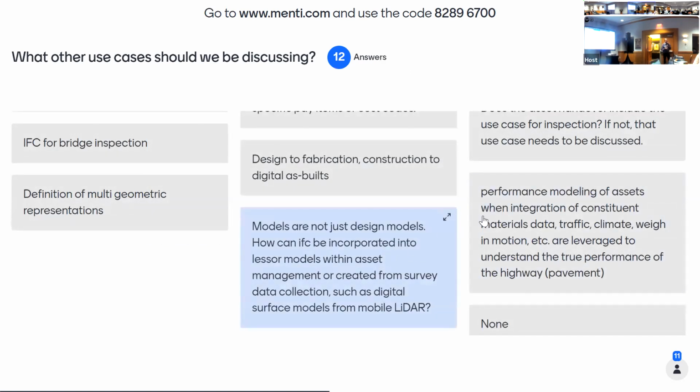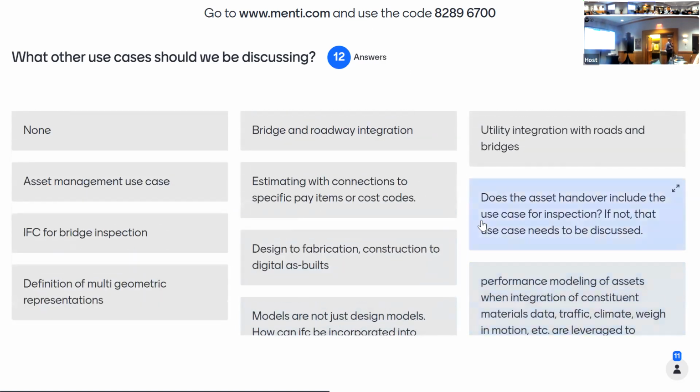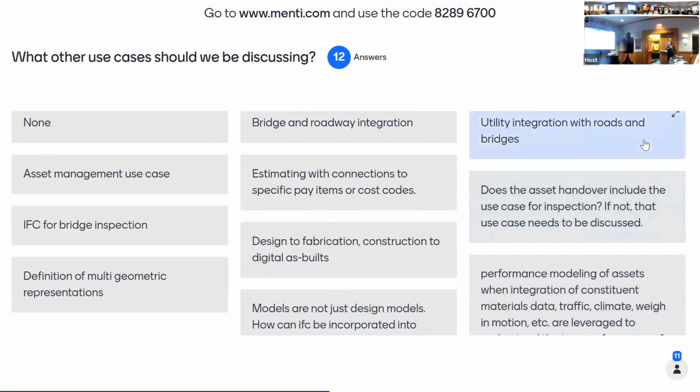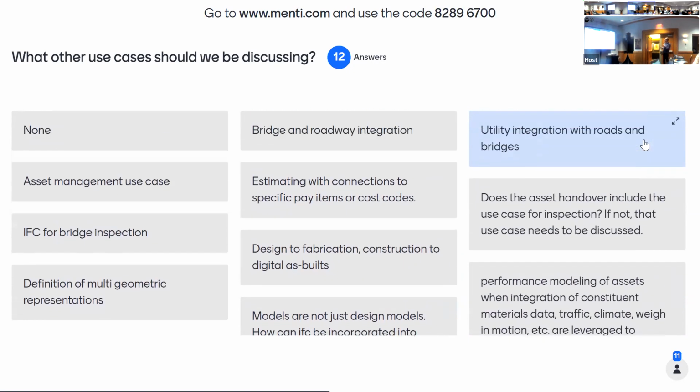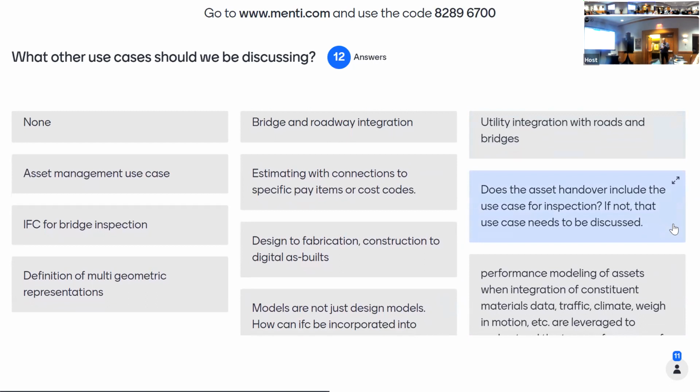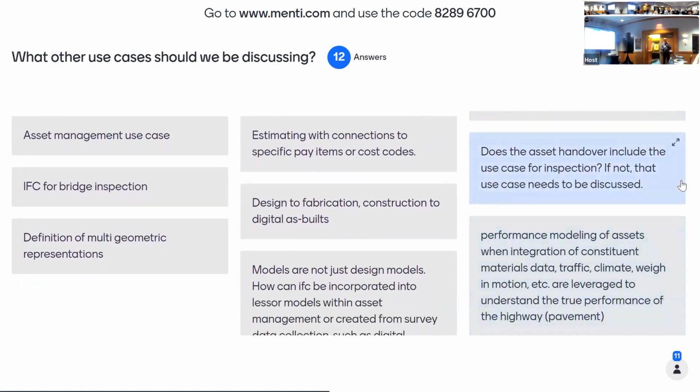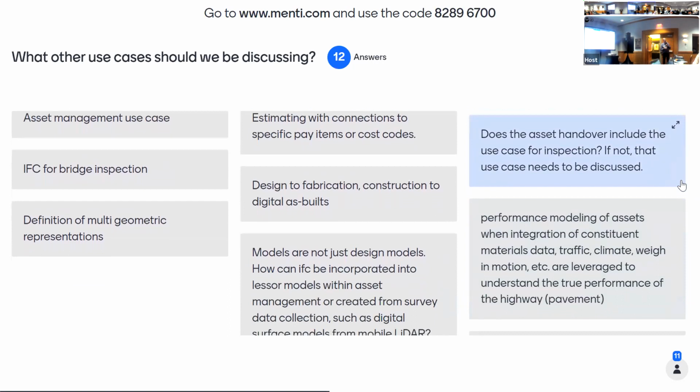That's true. There's no question that an IFC model can only be built on a design model. You can certainly capture LiDAR data and bring that into an IFC model. So the model itself can incorporate any information you can read. Utility integration: maybe some guidance on how to do that, but certainly you can integrate utility data.